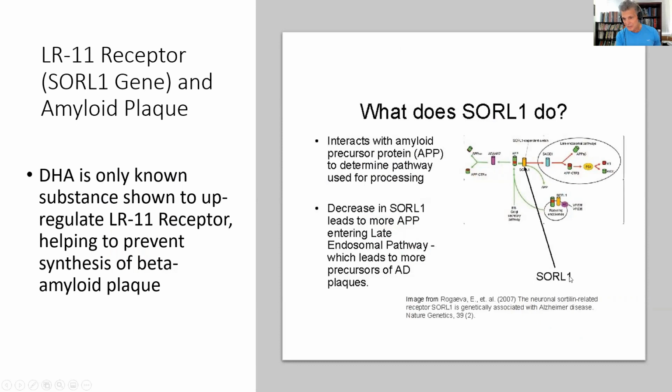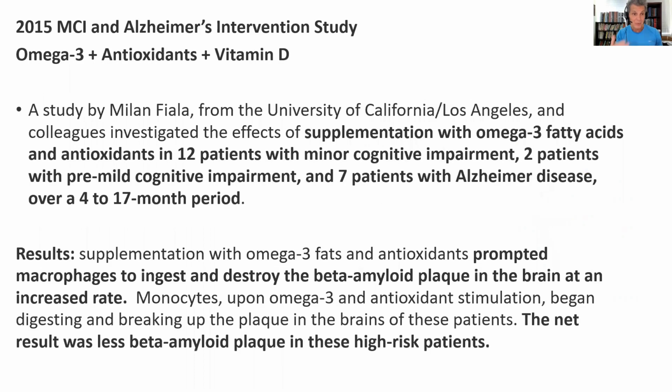So this is the gene that codes for the LR11 receptor. It's defective in a lot of people who are on the way to Alzheimer's disease. You can turn on that gene and upregulate the LR11 receptor, and what turns the gene on is DHA. There are no drugs that can do it. Only DHA, docosahexaenoic acid from fish oil, is the only thing we've ever seen that can get enough DHA into the brain to upregulate the LR11 receptor and block the steps that lead to beta amyloid plaque. So higher brain levels of these things are significant.